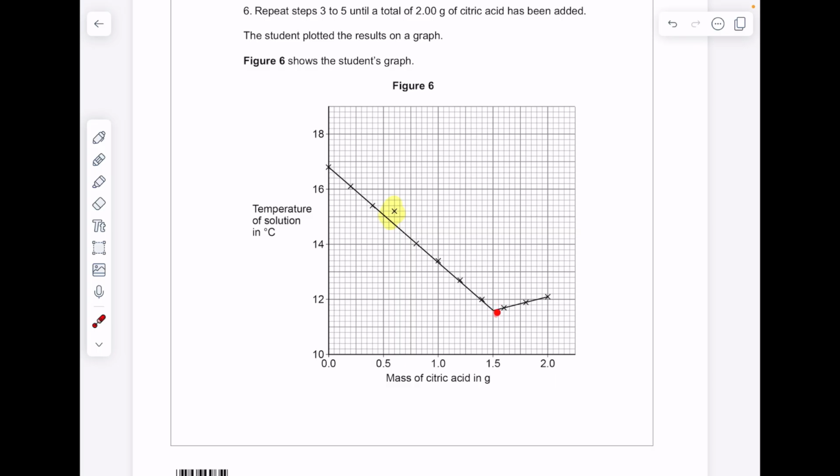And then we can see down here that when 1.5 grams of citric acid was added, because there's no further decrease in temperature, it must mean that all the sodium hydrogen carbonate has reacted. And as a result, the temperature increases as energy is transferred from the surroundings to the solution.